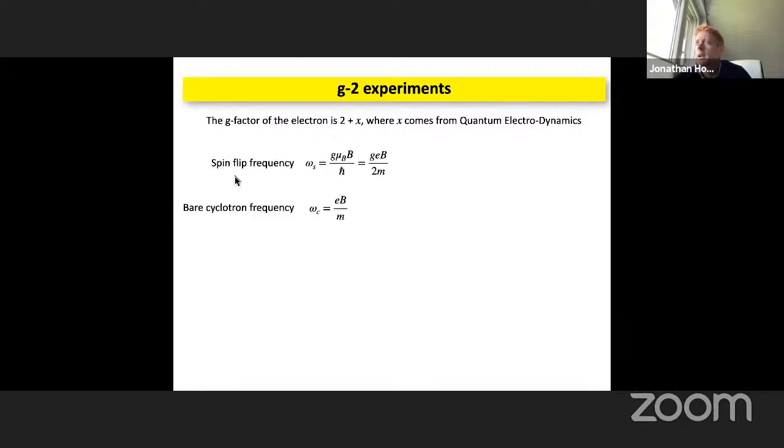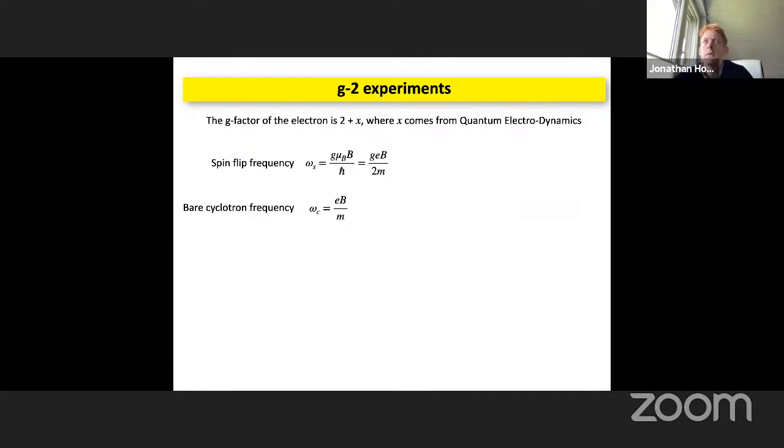If you have the spin of an electron, then you've got a spin flip frequency, which is given by the g factor times the Bohr magneton times the magnetic field divided by h bar. And actually that's just g times half of what we know to be the cyclotron frequency. In a magnetic field, the bare cyclotron frequency, if you didn't have any potential present, would be eB over m, which is the natural circular motion in a magnetic field. So these two things are highly related to each other, but they are slightly different.